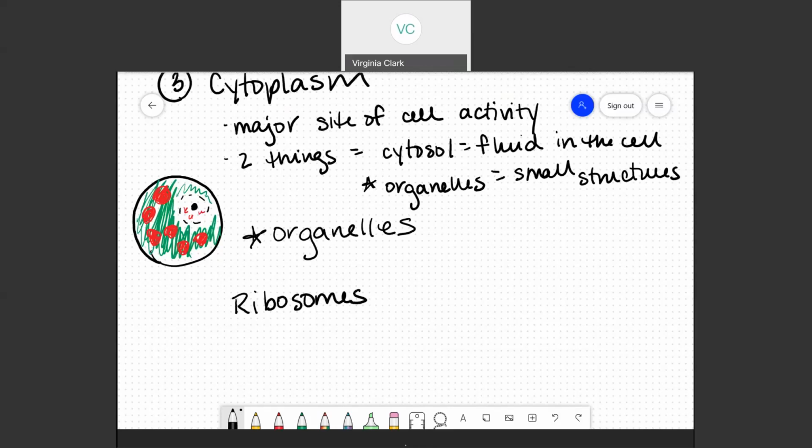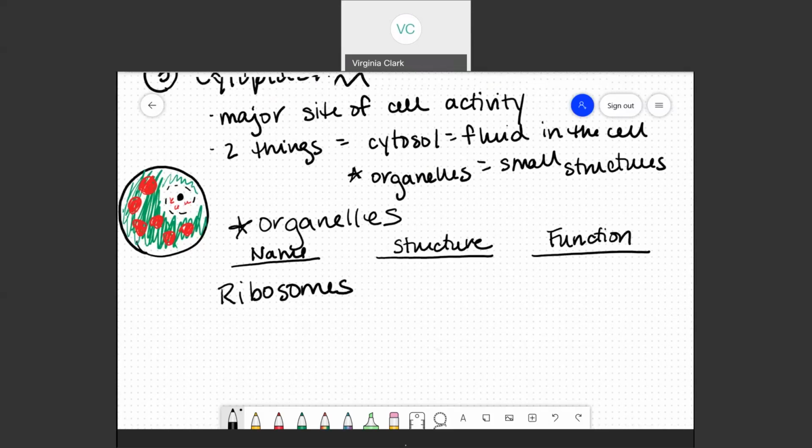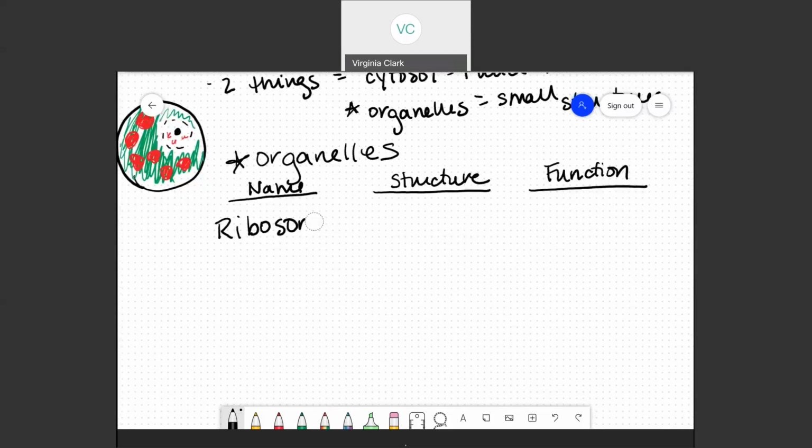So when we're going to talk about these organelles, we're first going to name the organelle. Then we're going to draw the structure. What does it look like? So we're going to just draw that out. And then we're going to talk about the function. What does it actually do? Because remember, in human anatomy and physiology, the structure determines the function. So what is it called? What does it look like? And then what does it actually do? So that's what we're going to talk about for these organelles. So the first one is going to be ribosomes. I'm just going to make it smaller.